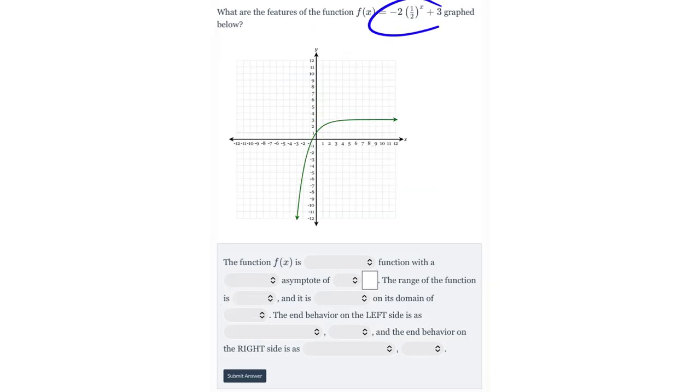So here's another one. This is an exponential function instead, and you can see that it has a horizontal asymptote. So exponential and horizontal. And horizontal asymptotes are always y equals a number. In this case, that number is 3.